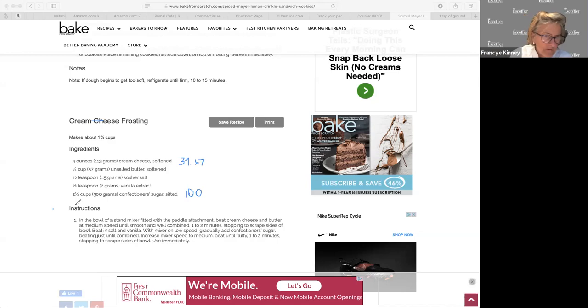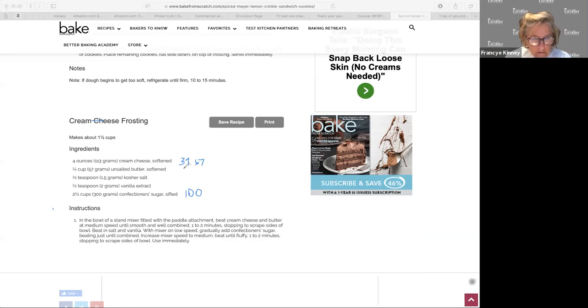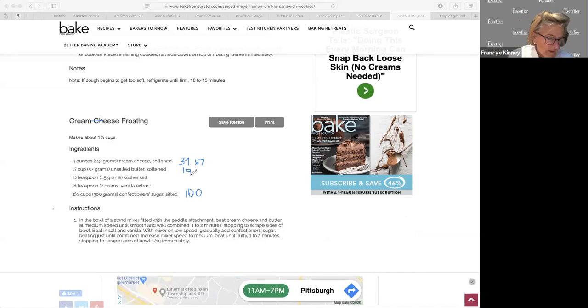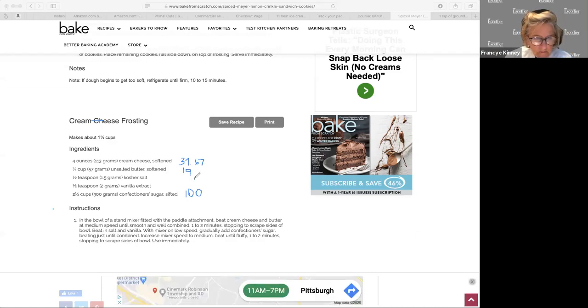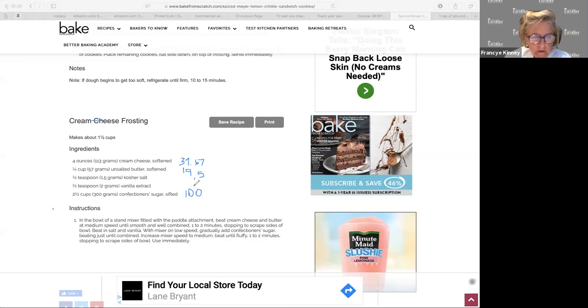All right, and then we've got 57 grams of butter, so 57 divided by 300, and we get 19%. And we've got 1.5 grams of salt. And we'll get 0.5%. And then our last one is the vanilla at 2 grams. And it'll be 0.67.